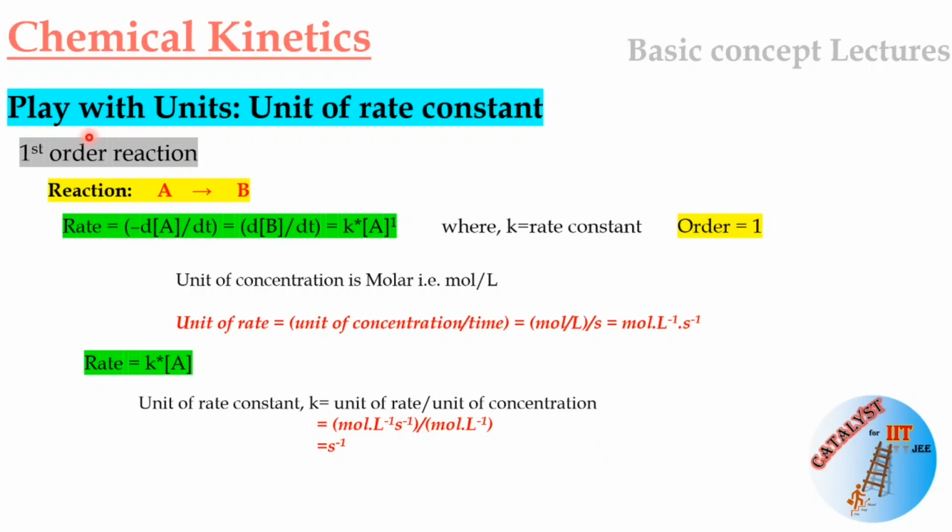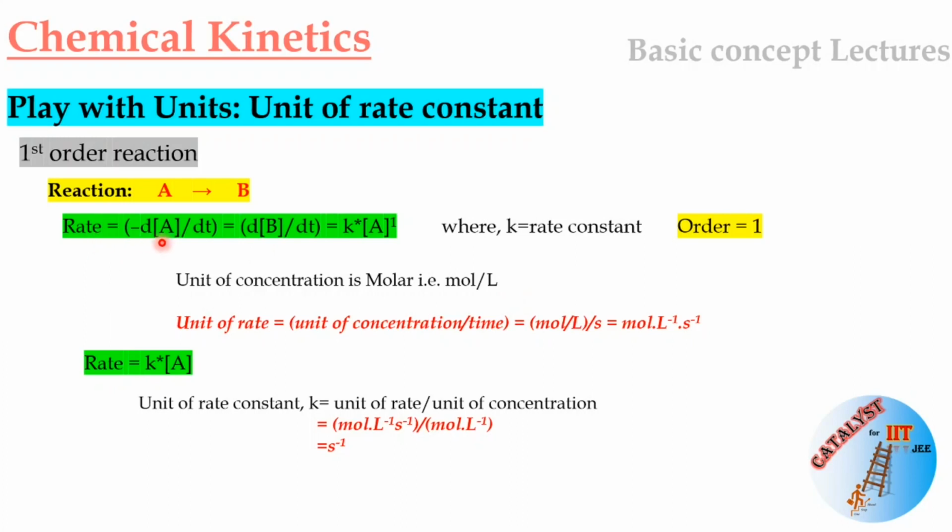Now the second part of this lecture, where we will try to learn about the units. Let us consider a first order reaction. A is going to the product B, and A is my reactant. As this is a first order reaction, the rate will be k[A]^1, because this 1 dictates that this is a first order reaction. Now what is the unit of concentration? We call it molar, right? So molar is mole per liter.